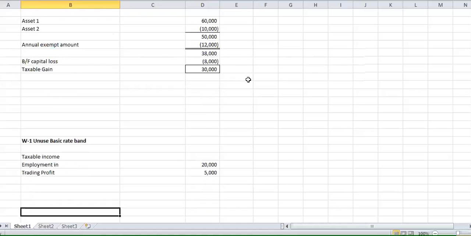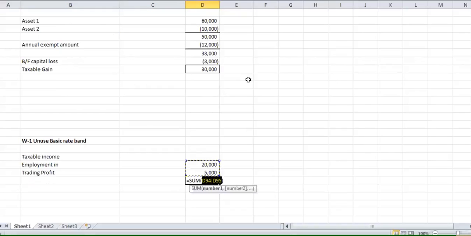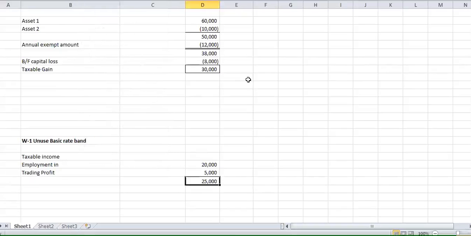So this individual has two incomes. Employment income of £20,000, trading profit of £5,000. So this individual has total income of £25,000. We will deduct personal allowance over here. As you all know, we have a fixed amount of personal allowance, which is 12,500.